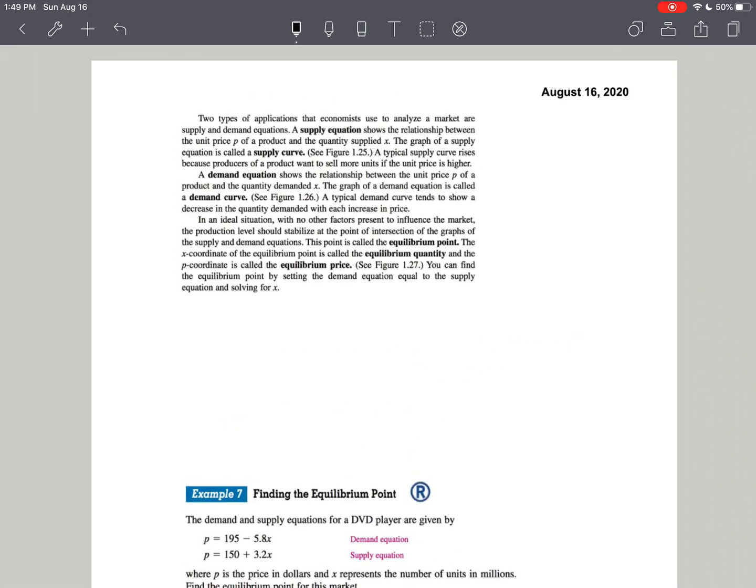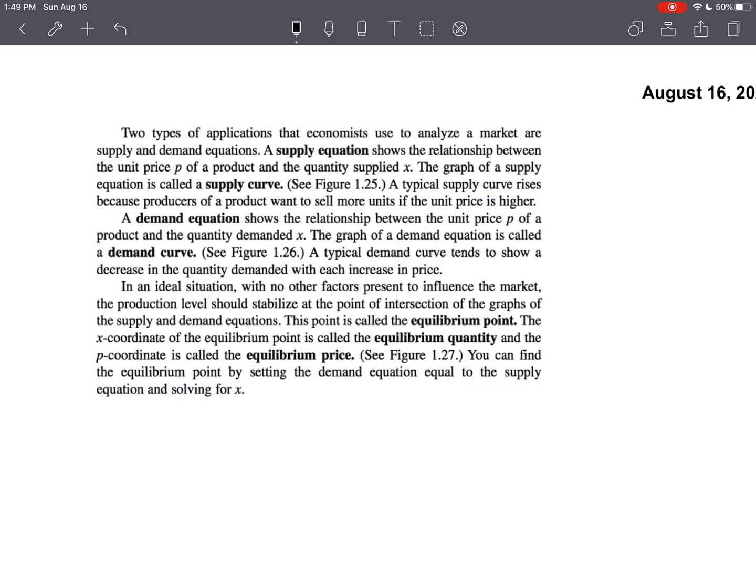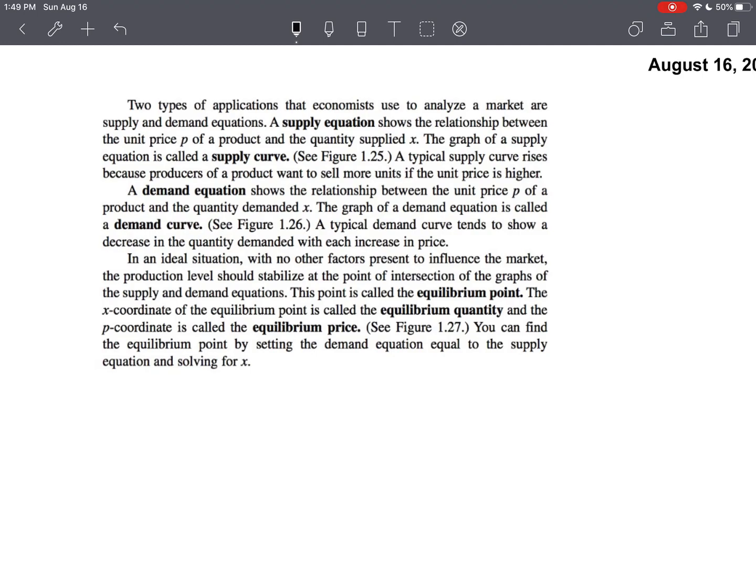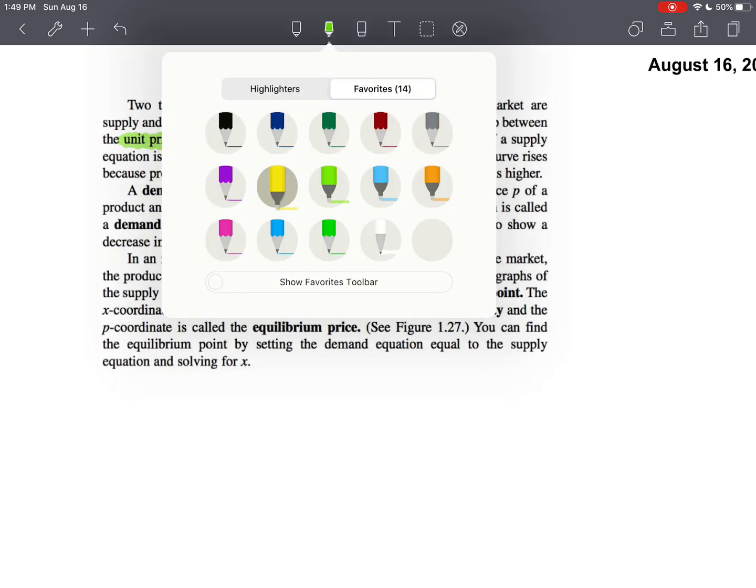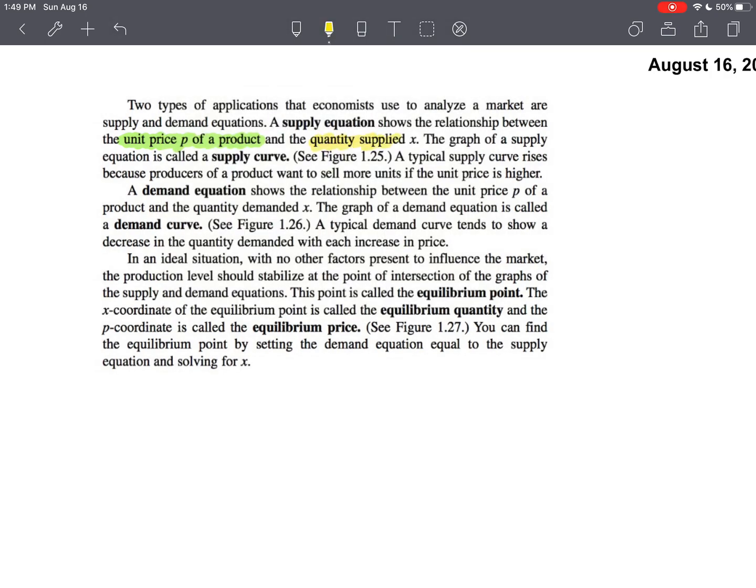Okay, let's talk a little bit about supply and demand. Two types of applications that economists use to analyze a market are supply and demand equations. Supply shows you the relationship between the unit price of a product. That's important, the unit price of a product. So lowercase p is the unit price of a product, and the quantity supplied. And the quantity supplied is x. The graph of a supply equation is called the supply curve.